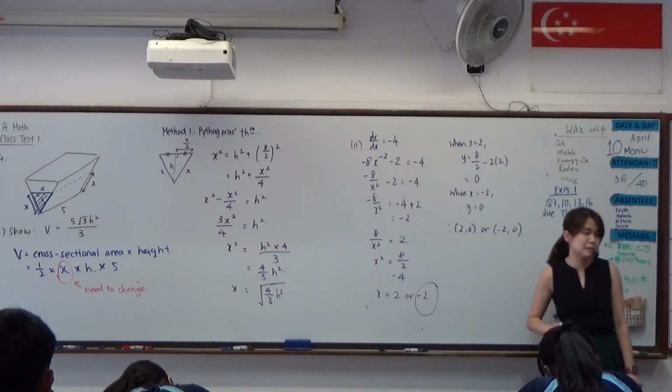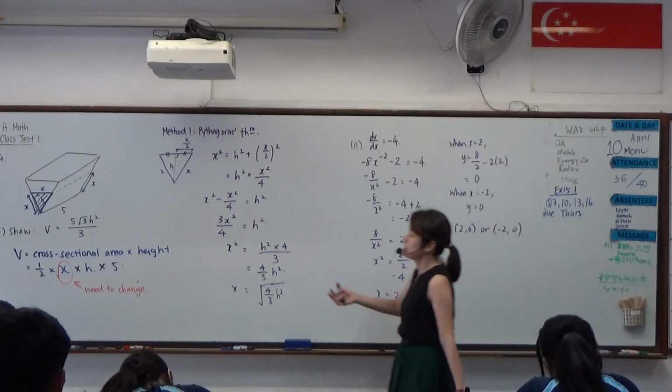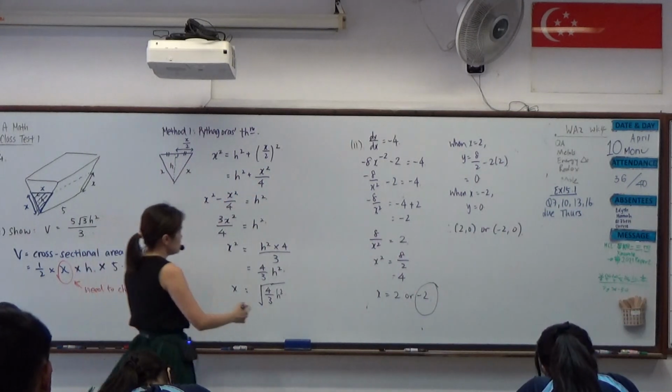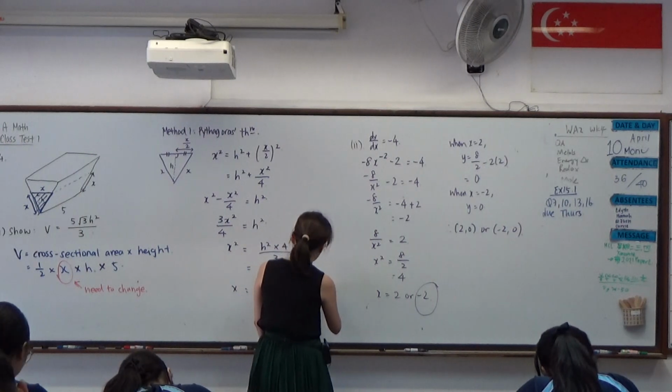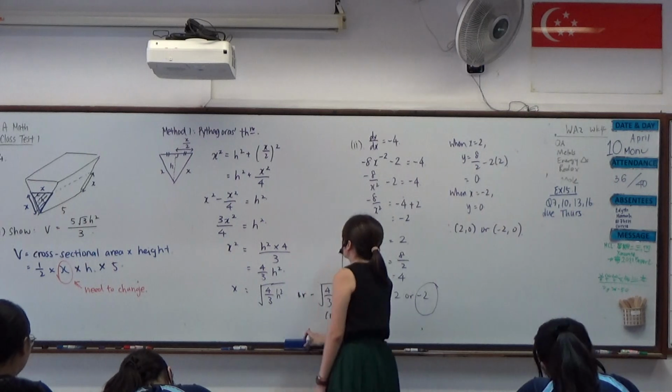In this case, x must be positive. The negative one cannot be the case because these are all length that we're talking about. So the negative one, if you have the habit of writing it, you will have to reject it.